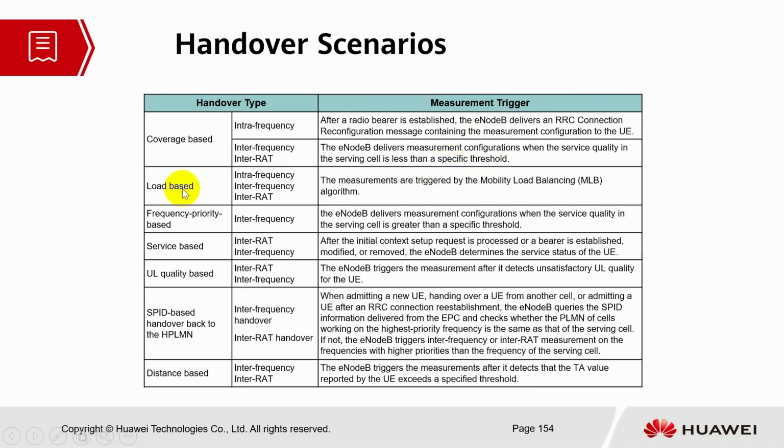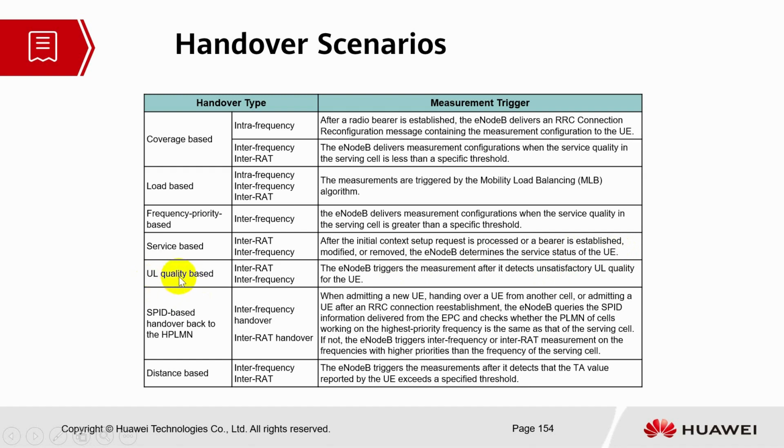For load-based handover, the measurement is triggered by mobility load balancing, depending on the load balancing algorithm. Frequency priority-based handover is only applicable for inter-frequency. The eNodeB delivers the measurement configuration when the service quality in the serving cell is greater than a specific threshold. Service-based handover is for inter-RAT and inter-frequency. After the initial context setup request is processed, or a bearer is established, modified or removed, the eNodeB determines the service status of the UE.